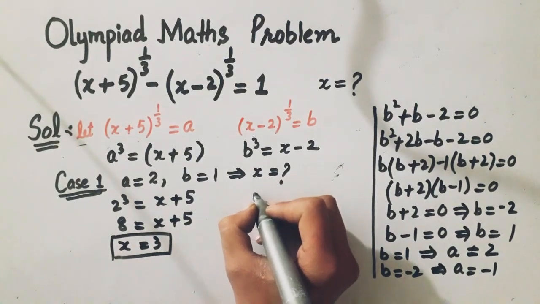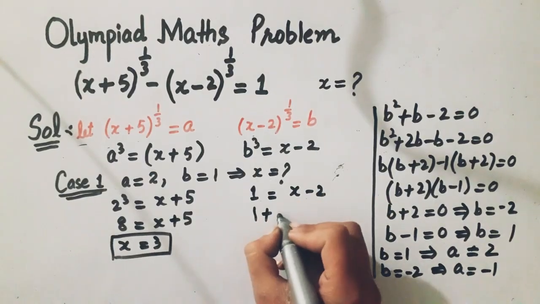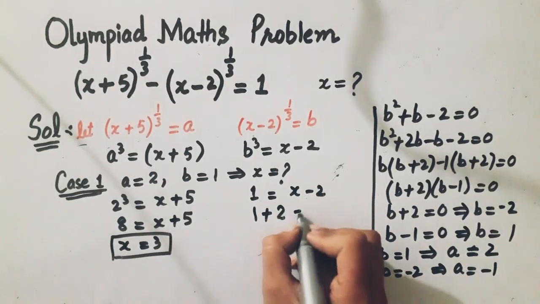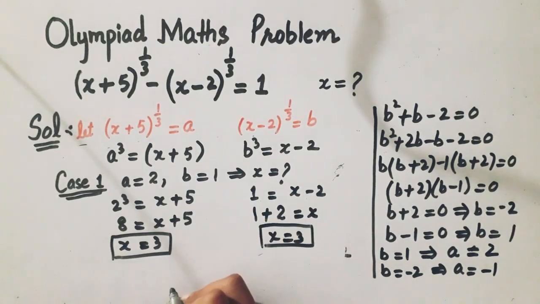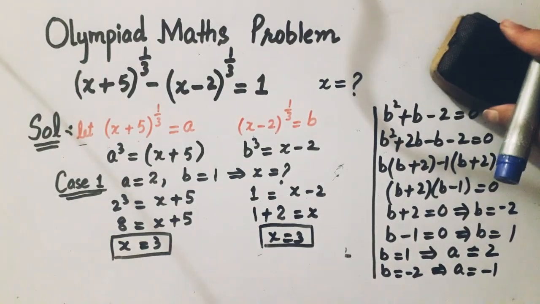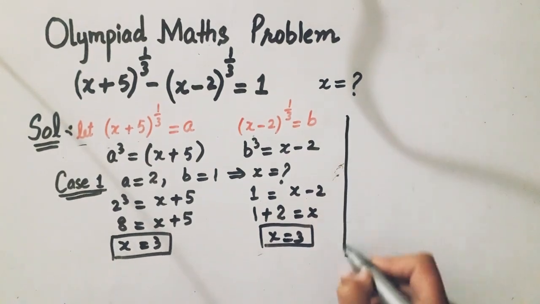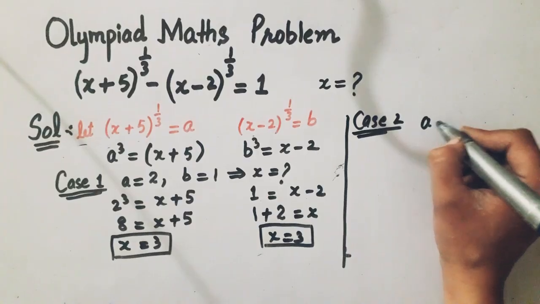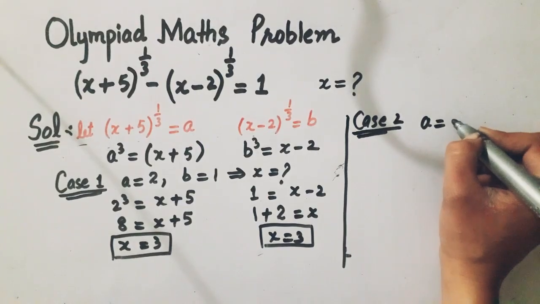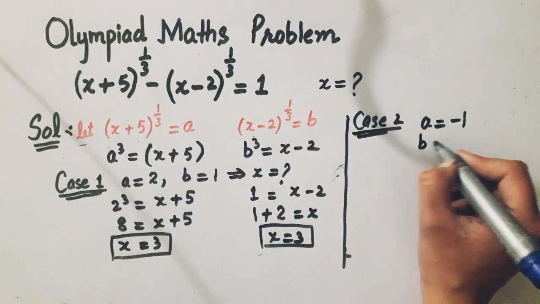And from this we have b cube means 1 equals x minus 2. So you can see 1 plus 2 is x. So x equals 3. For the other case, we will solve this for case 2. Now case 2 is b is minus 2 and a is minus 1. So solve this for case 2, that a is minus 1 and b is minus 2.